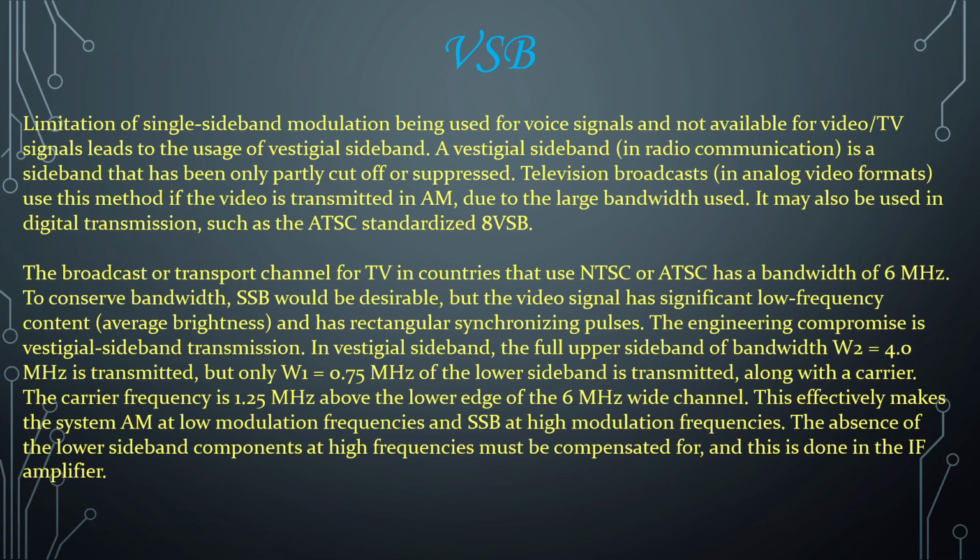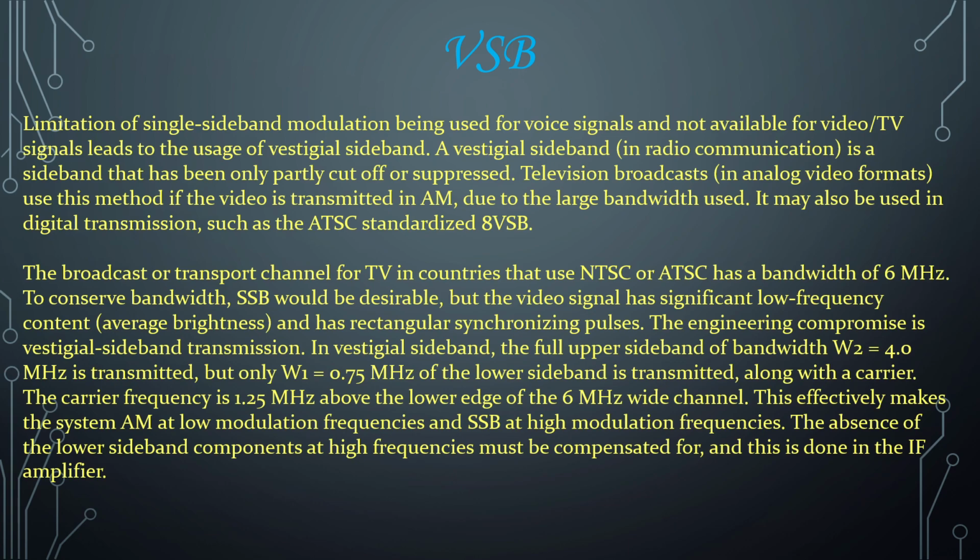In vestigial sideband, the full upper sideband of bandwidth W2 equal to 4.0 MHz is transmitted, but only W1 = 0.75 MHz of the lower sideband is transmitted along with the carrier. The carrier frequency is 1.25 MHz above the lower edge of the 6 MHz wide channel. This effectively makes the system amplitude modulated at low modulation frequencies and SSB at high modulation frequencies.